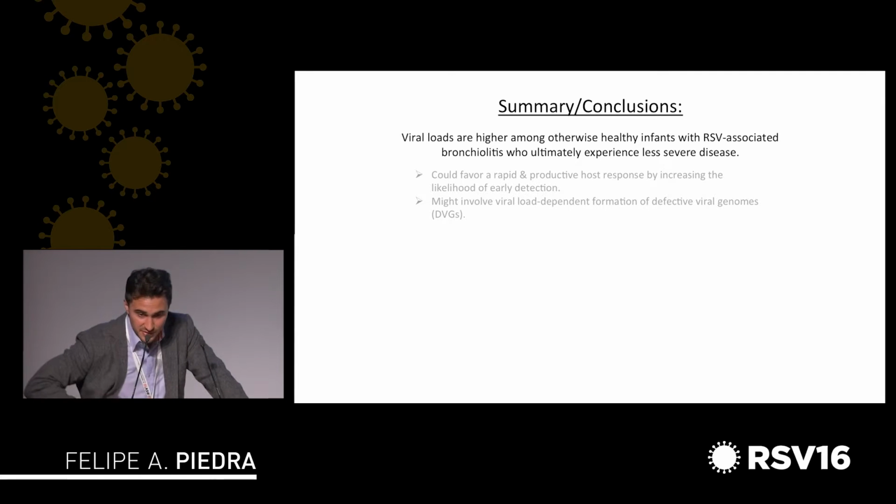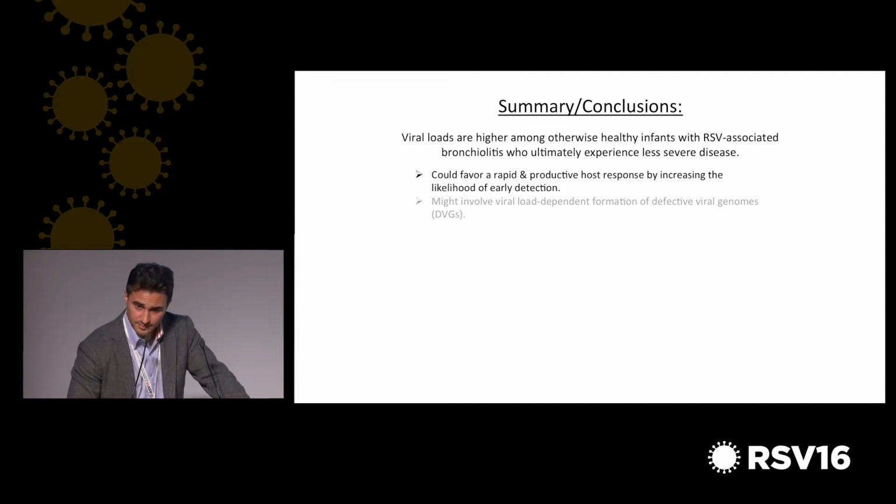And finally, to conclude, I'll just repeat that our major observation was that viral loads in this patient population were higher among otherwise healthy infants with RSV-associated bronchiolitis who ultimately experienced less severe disease. And it could be that higher viral loads early in illness just favor a rapid and productive host response by increasing the likelihood of early detection. It might also involve the viral load-dependent formation of defective viral genomes.